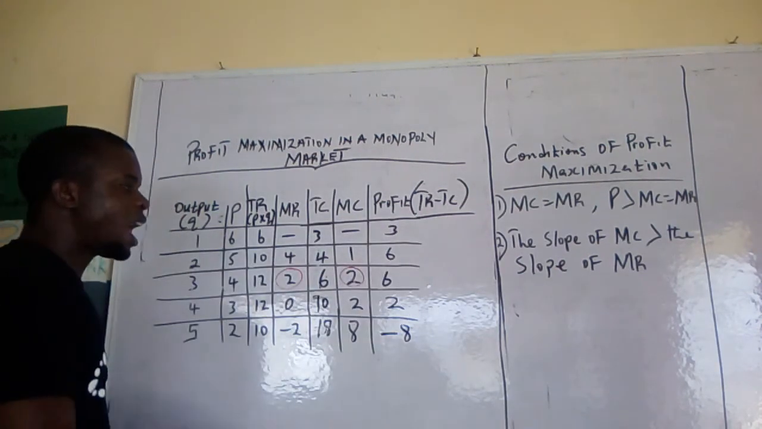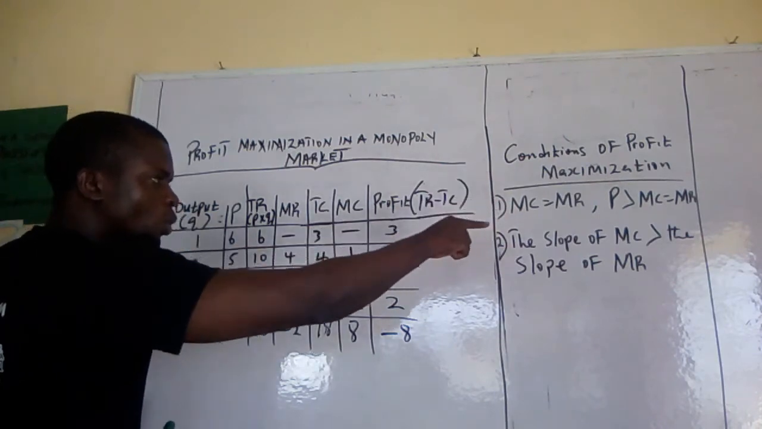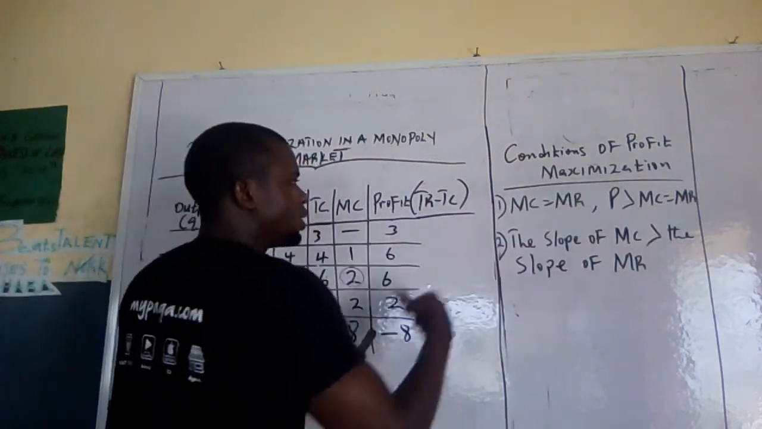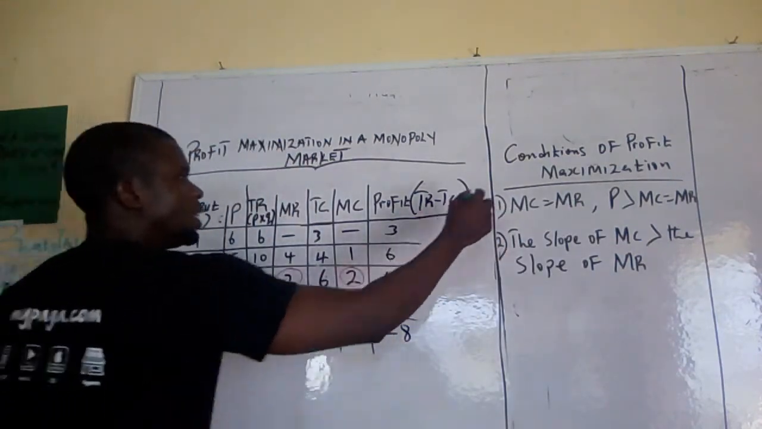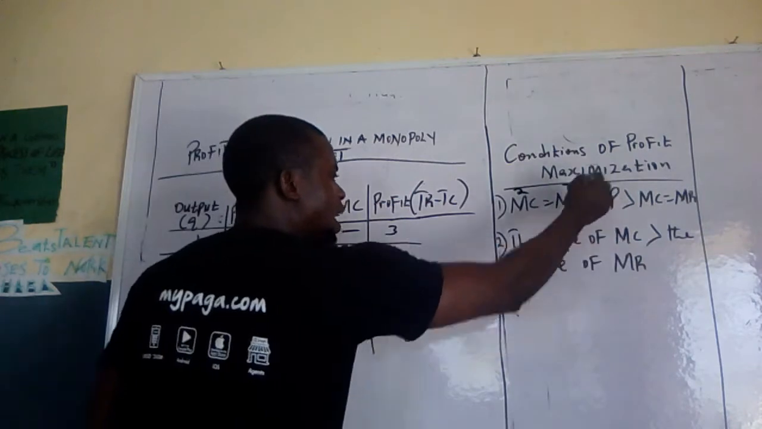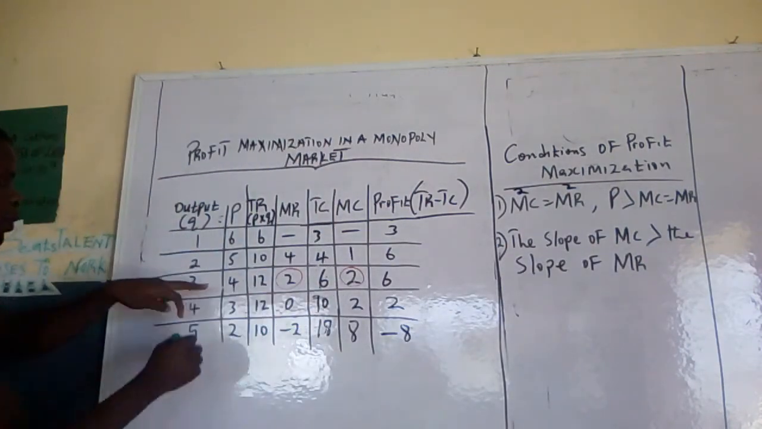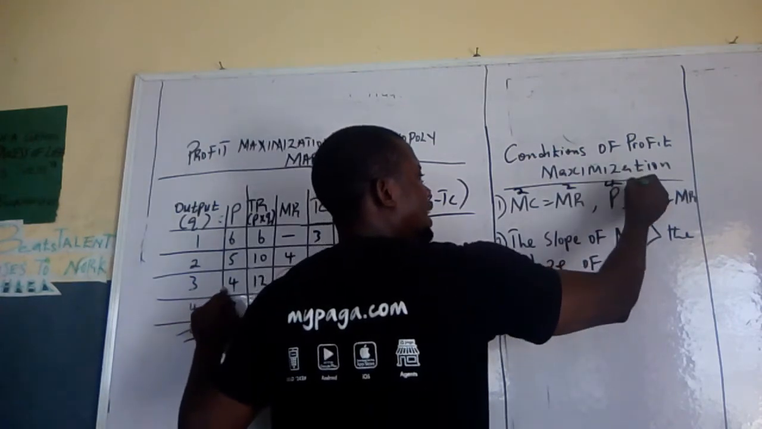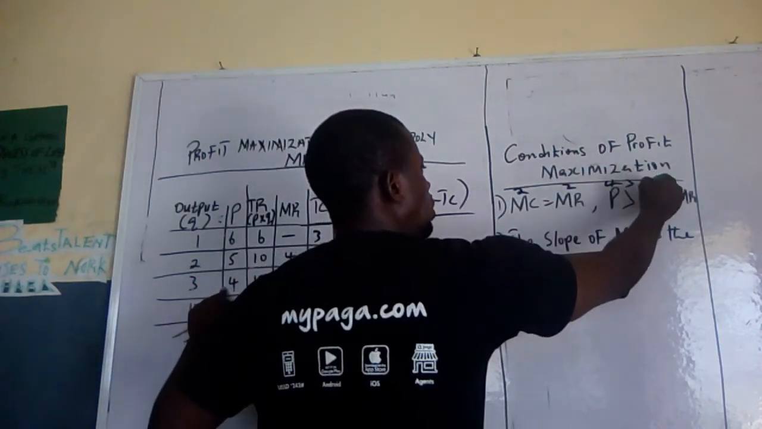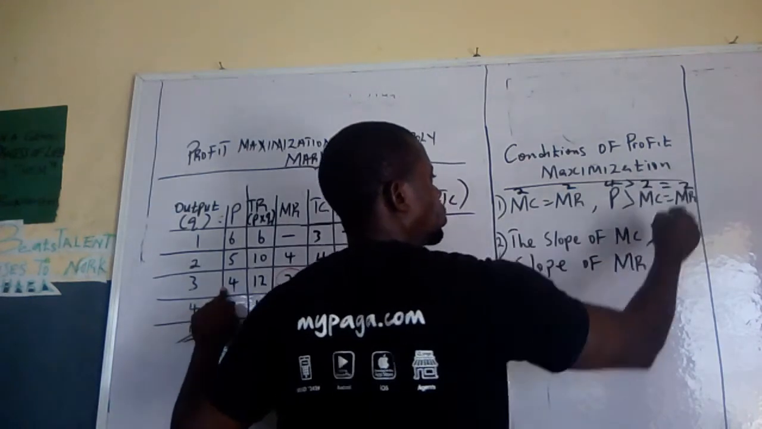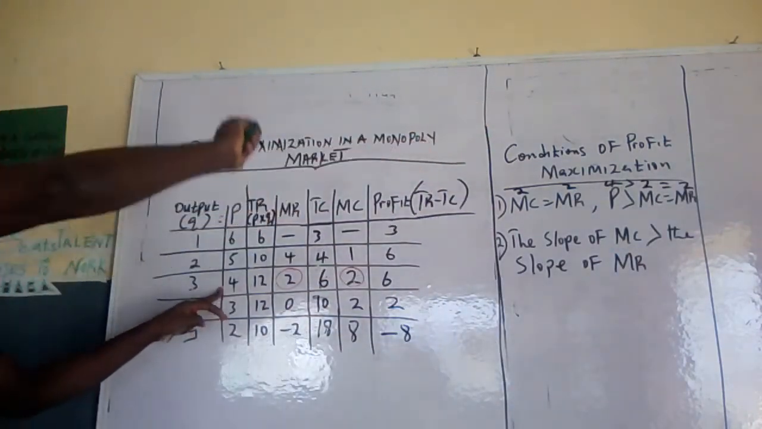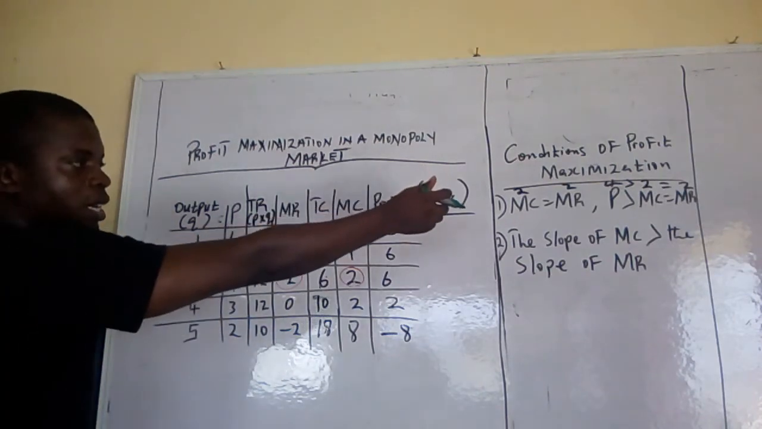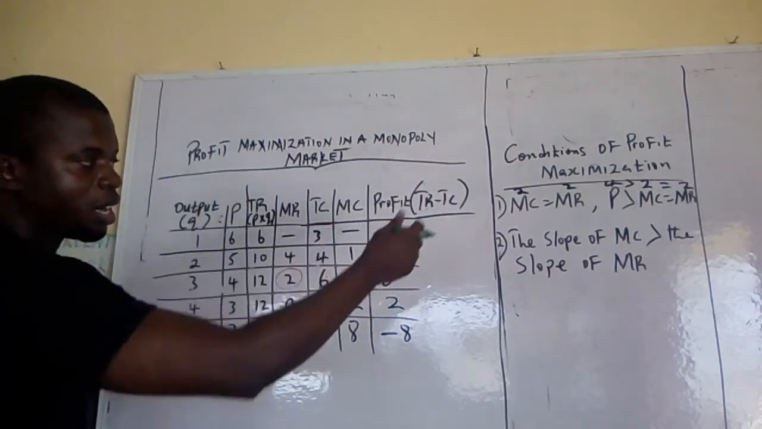That's the first condition. And how do you know that this is correct? At that point, MC is 2. Look at the price at that point: 4. So price is $4, which must be greater than MC, 2, and MR, 2. So price must be greater than MC and also greater than MR at that point. It means that we have satisfied the first condition.